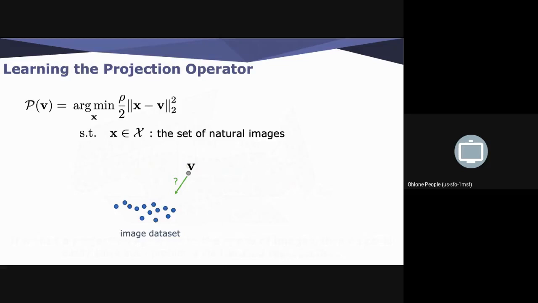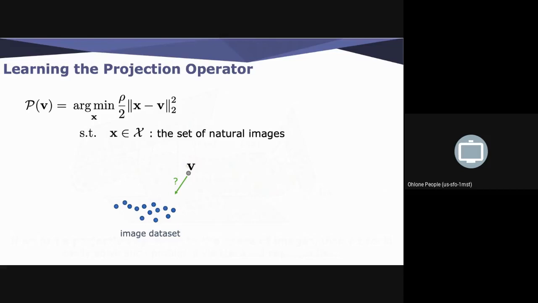So what exactly is a projection operator? It's basically saying, given a set of natural images, let's call it script X, find me the point that's closest in that set, given an input point, say V. So find the point that's closest within that set. So how do we do this? The immediate problem that we have is we do not know what the space of natural images looks like. We have samples from it, sure, but what does the space look like? So this gets us into this sort of chicken and egg problem where we need to learn the space that we're looking at in order to learn the projection operator.